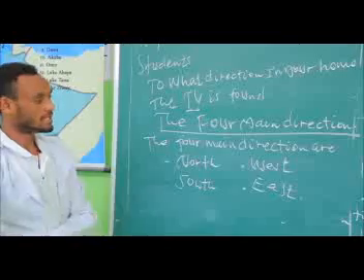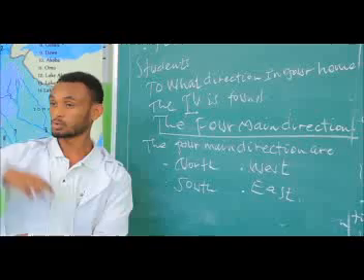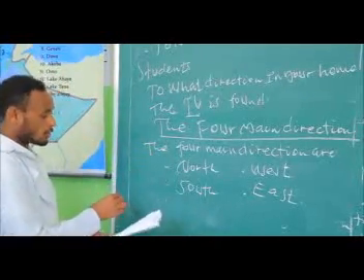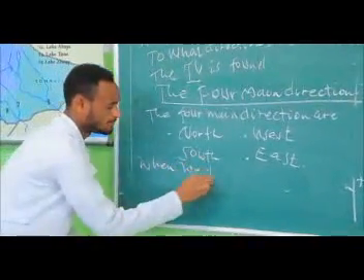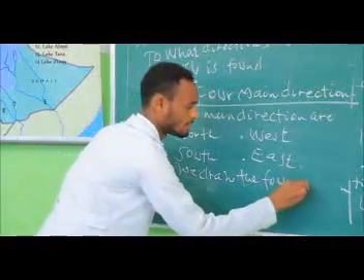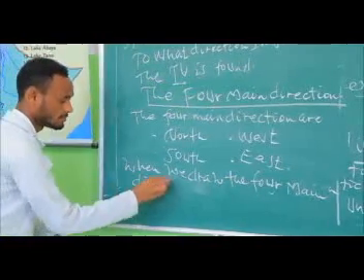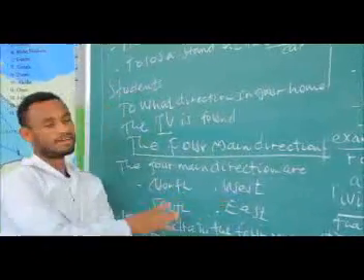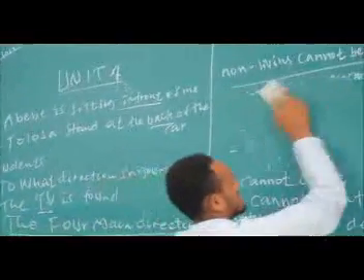By using these four main directions, you can locate a given object even at a distance. When we draw the figure of the four main directions, students, I am going to draw them in a circular way.